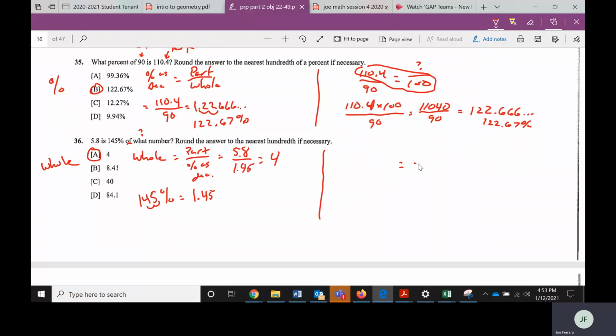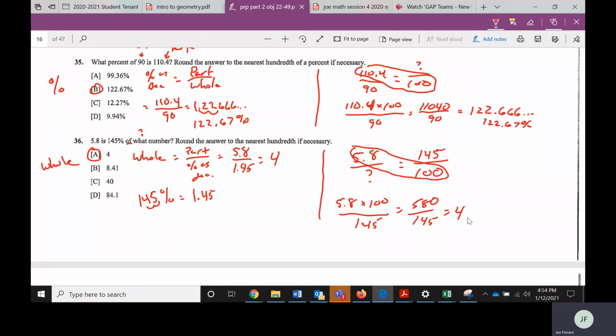Again, if you want to do the percent formula, we know the percent is 145. The part is 5.8 because we're looking for the whole. So take the diagonal with 2 numbers. 5.8 times 100 divided by 145. 580 divided by 145 equals 4.